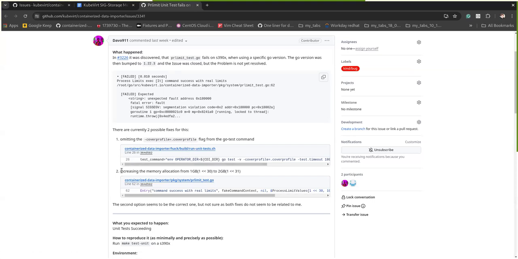Like, for example, this one is increasing it from 1 gigabyte to 2. And I don't see why that would help. Asking for 1 gigabyte is plenty for that unit test anyway, so that should work, but it doesn't. And that cover profile, to be honest, I don't know what that's about.